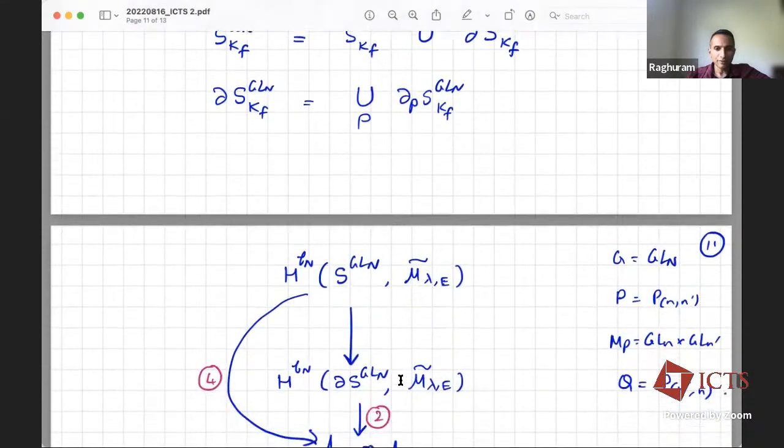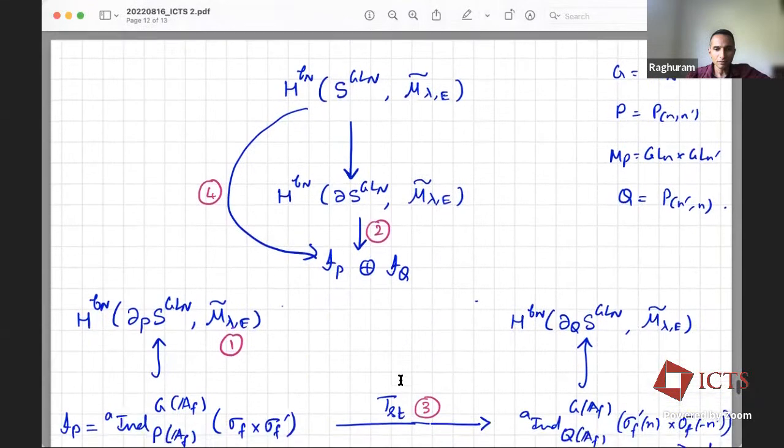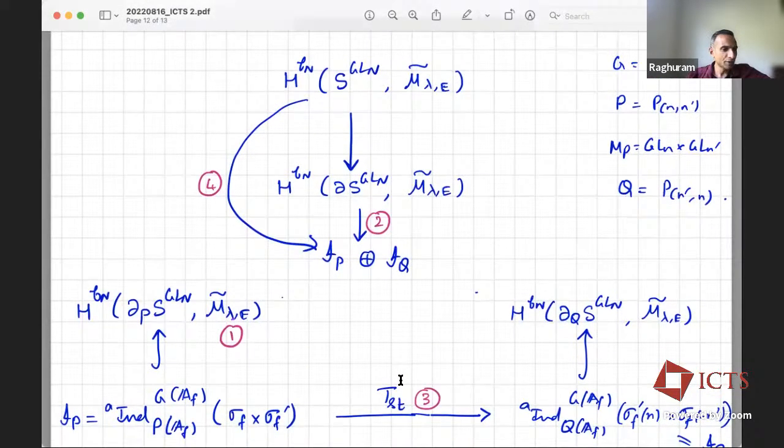Now I'd like to give you a one page summary. So G is GL capital N. I fix a parabolic P, a maximal parabolic, whose Levi is GLN cross GLN prime. And Q is going to be the associate parabolic. So all my parabolics I'm going to conjugate so that they all contain a fixed Borel. And then in this case, the associate parabolic is that of type whose Levi is GLN prime cross GLN. It flips.